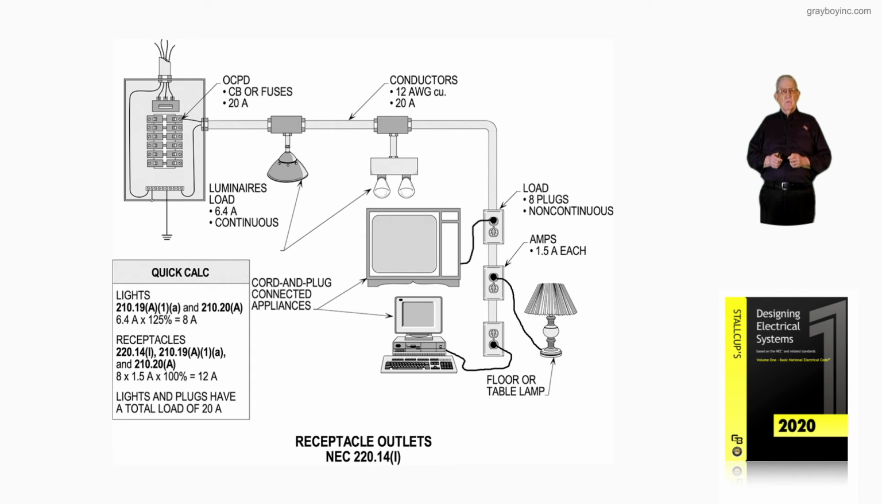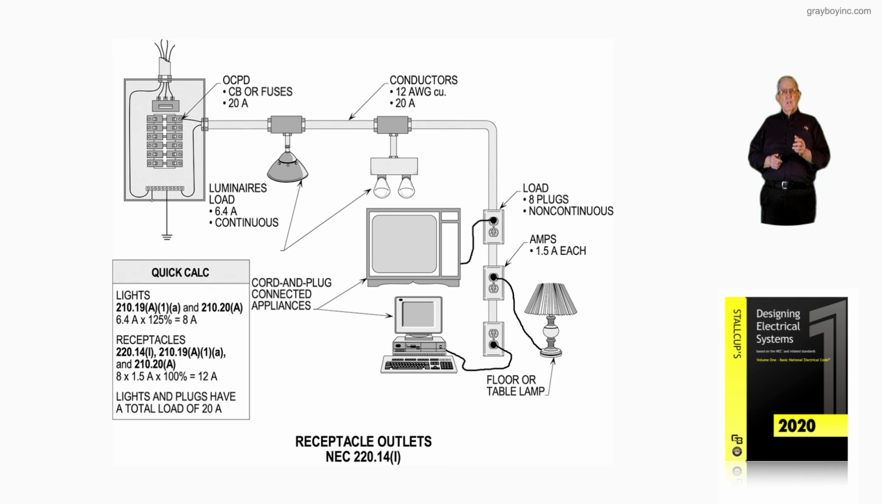The receptacles, 220.14(I) and 210.19(A)(1)(a), as well as 210.20(A), we would have 8 times 1.5 amp per outlet times 100%, because it's a non-continuous load. We come up with 12 amp. Adding those loads together, we come up with a 20 amp rated overcurrent device on number 12 wire in accordance with 240.4(D), as in dog.